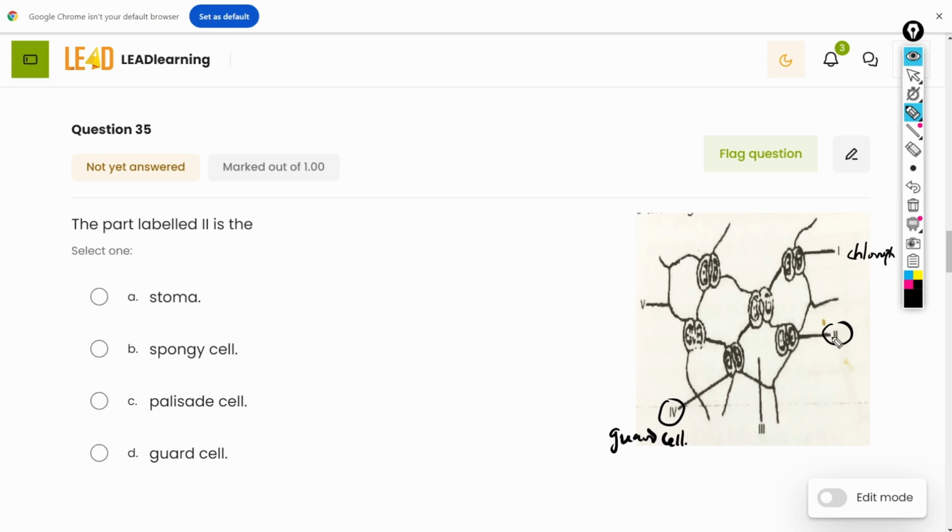So structure 2 is actually pointing inside the stoma, that is the opening between the guard cells. So our answer here is the stoma. So that gives us option A as the answer.